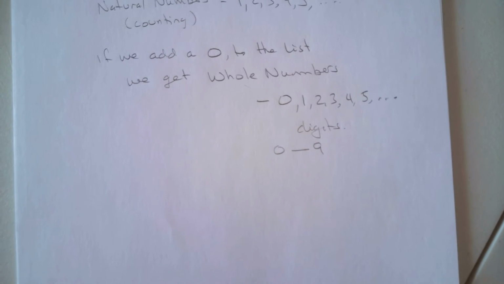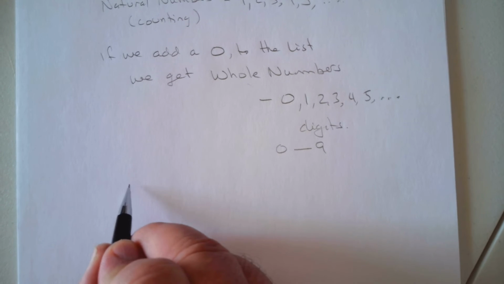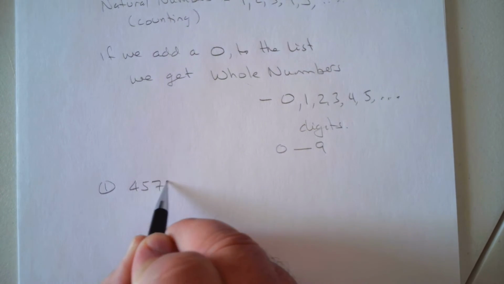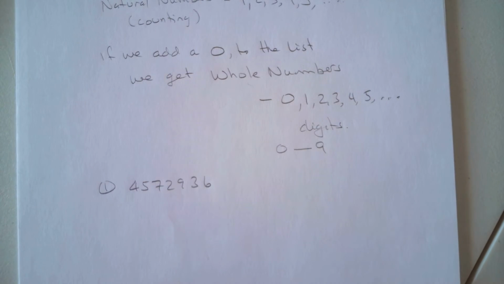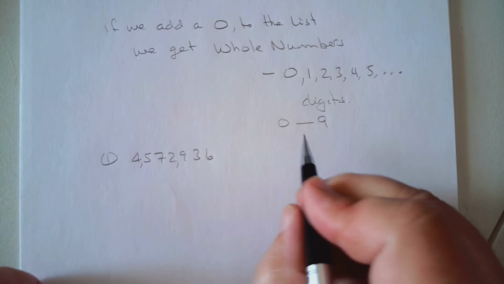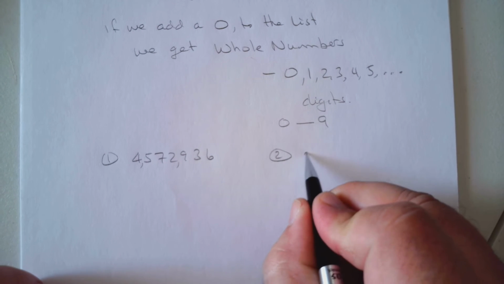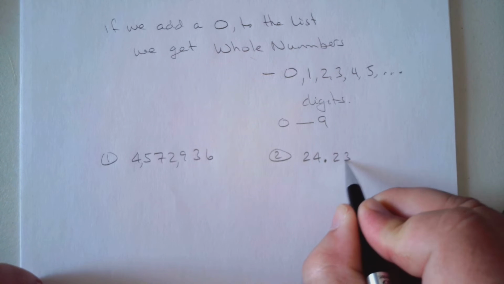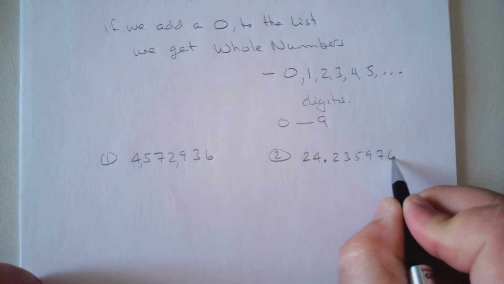All right, so let's look at the rounding rules. We're going to look at 1, 4, 5, 7, 2, 9, 3, 6. It's 4,507,000. And then we're going to look at a very small number, 24.9, 1, 2, 3, 5, 9, 7, 6.